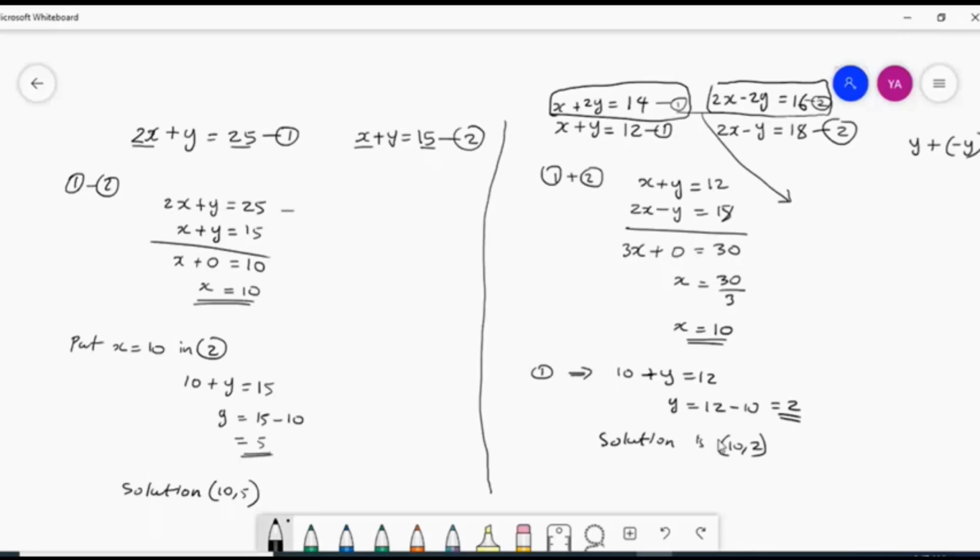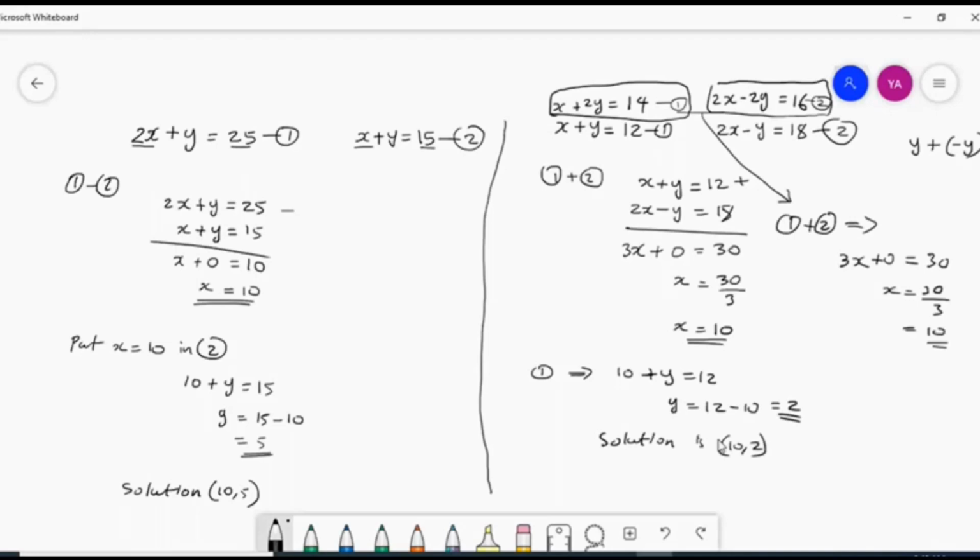You can simply add in your mind and write the answer like this. 1 plus 2 gives what? X terms: x plus 2x is 3x, and y terms: 2y plus minus 2y is 0. So 3x plus 0 is equal to 14 plus 16, which is 30. In the next step you will get x is equal to 30 by 3, which is 10. If you substitute the value of x in one of the equations, you will get the solution. Okay, so the first kind is like this.